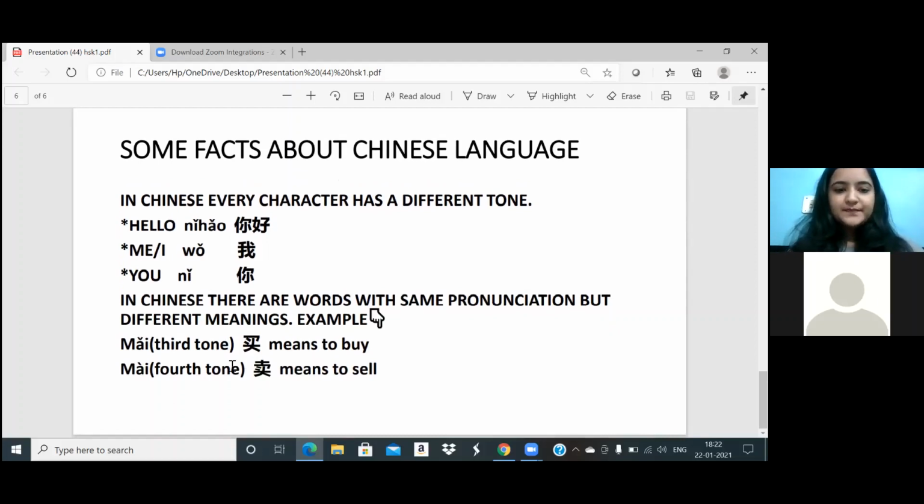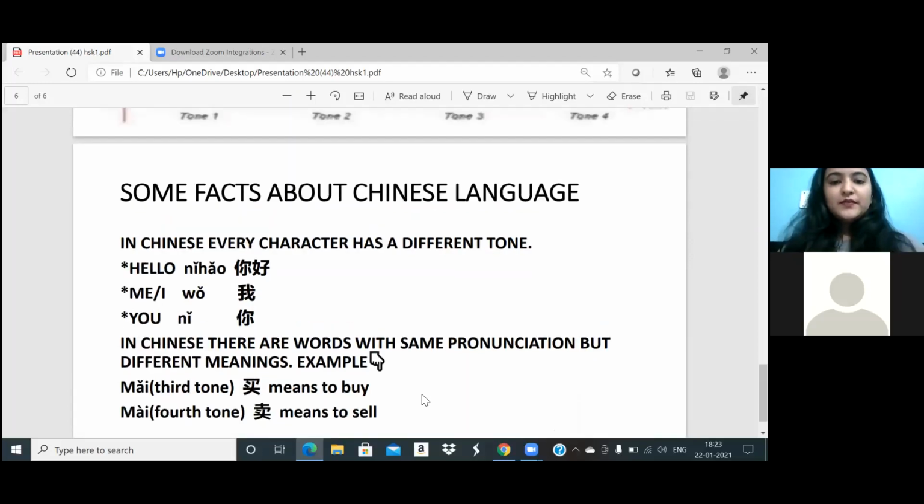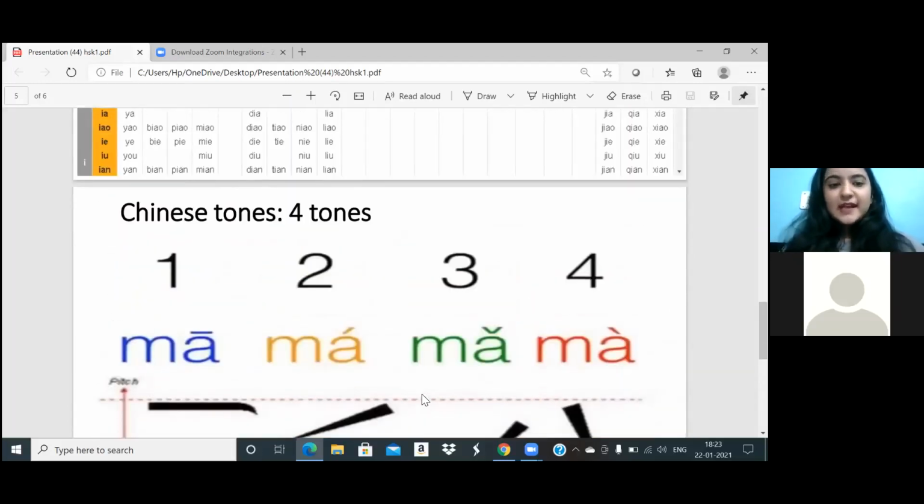So these are some facts about Chinese. In the next class I'll be teaching you further about the Chinese language. We will go through the pinyin chart and we will get to know more about the tones.